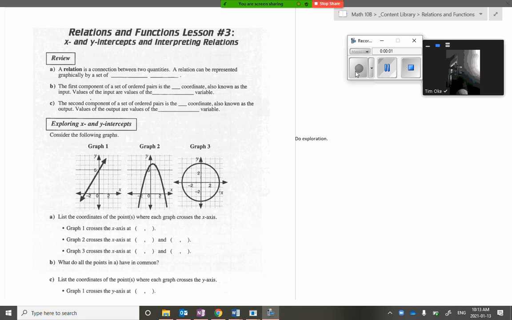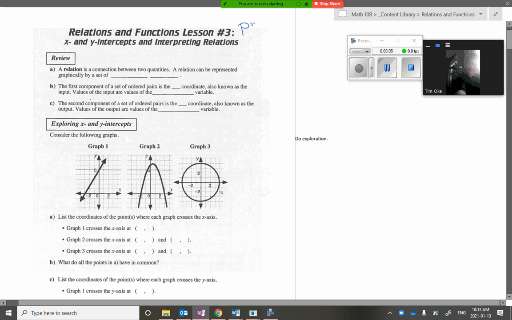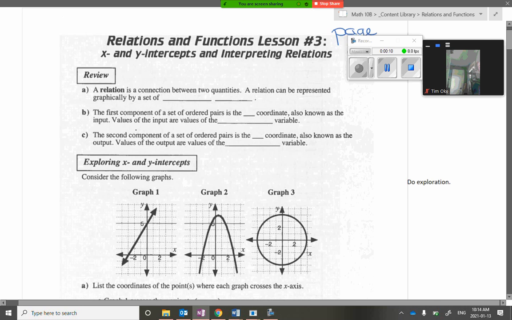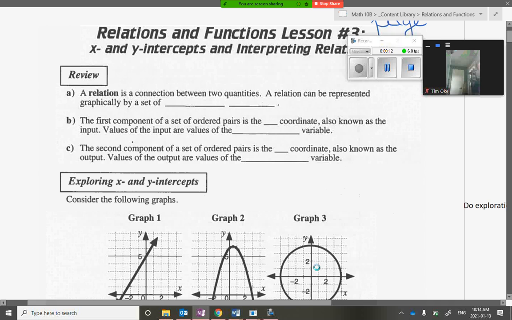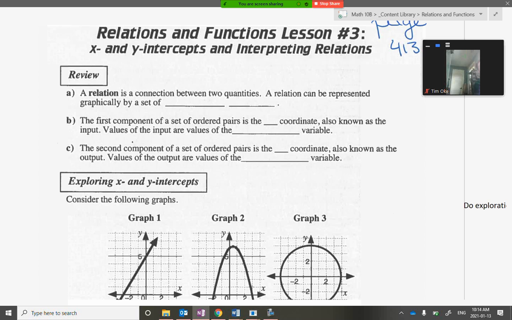Grade 10s, we're on page 413. So, grade 10, today we have to put our thinking caps on a lot more than we did yesterday. So, let's get going.